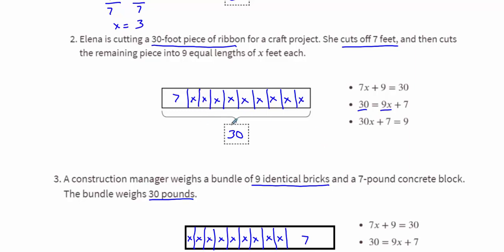So if I want to figure out what one of these x's represents, if I take away the 7, I'm going to write the equation over here. 30 is equal to 9x plus 7. If I take away this 7, and I take away the 7 from 30, I end up with 23 is equal to the 9x's.